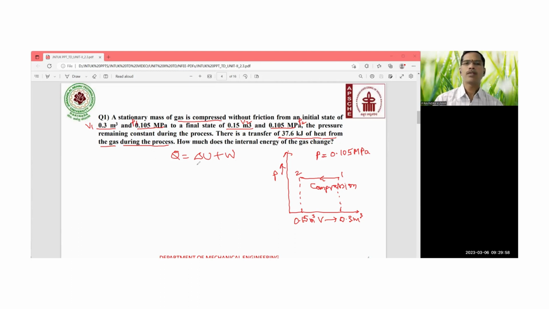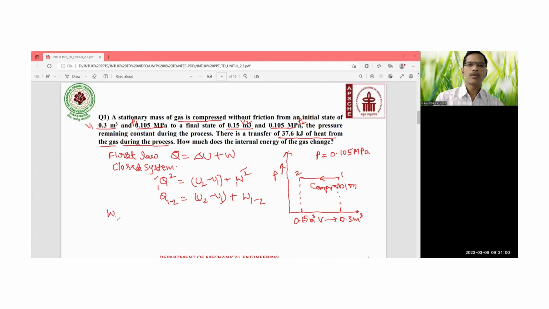So this is the first law of thermodynamics relation. According to the first law, Q is equal to delta U, and you should not forget that we are in a closed system, so Q is equal to delta U plus W. When a system changes from state 1 to 2, Q1-2 is equal to U2 minus U1 plus W1-2. U is a point function, whereas Q and W are path functions.